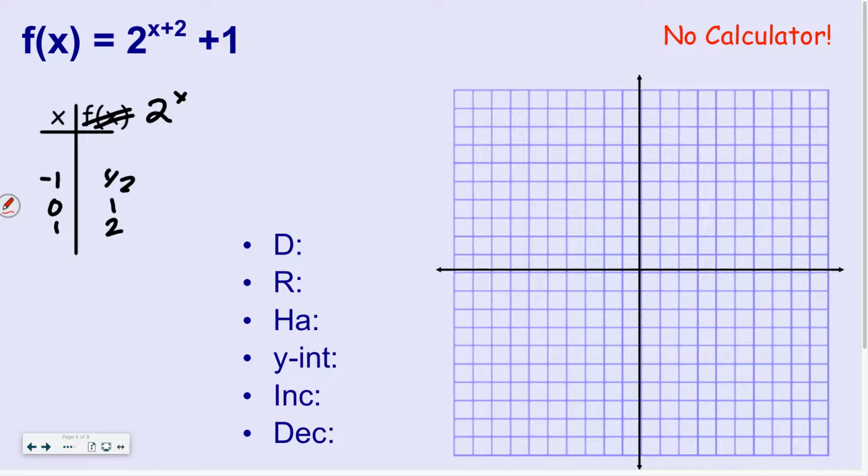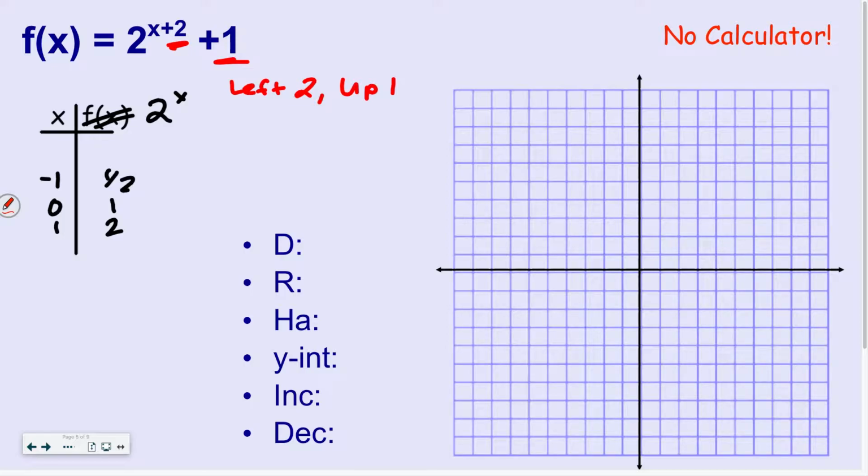Then I can go back up here. This x plus 2 and this plus 1, those are transformations, like your a's, h's, and k's. So what is the x plus 2 in the exponent doing to your graph? Moving it left 2. It's with the x, so it's like h. So we're going left 2. And what does the plus 1 in the back do? Up 1.